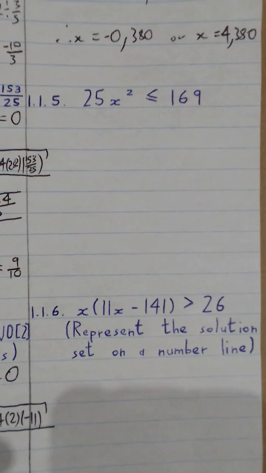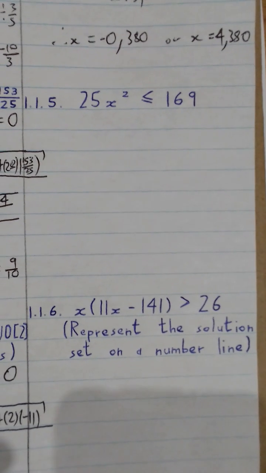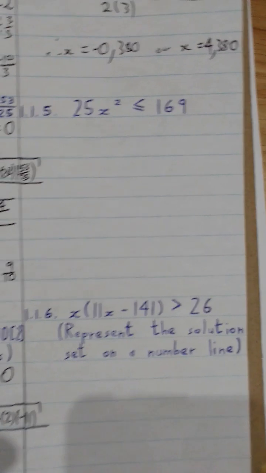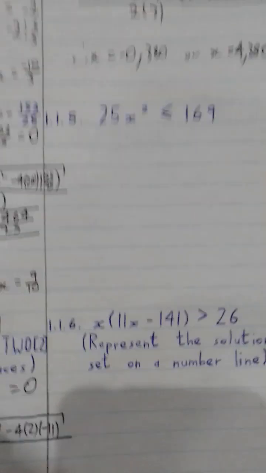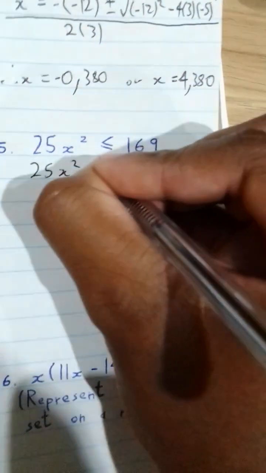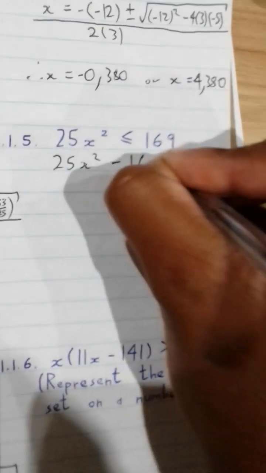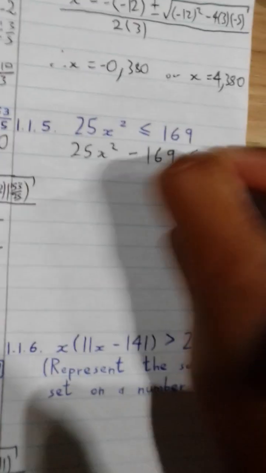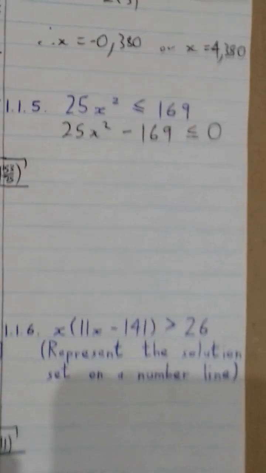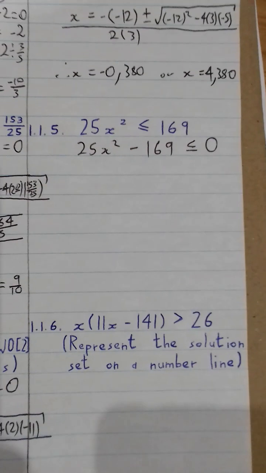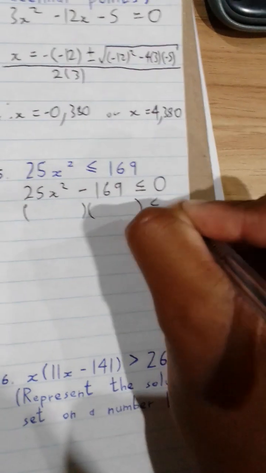1.1.5, 25x squared is less than or equal to 169. Remember, everything must be equal to 0, so 25x squared, this positive 169 goes to the other side, it becomes minus 169, less than or equal to 0. As you can see, we have a difference of two squares, less than or equal to 0.